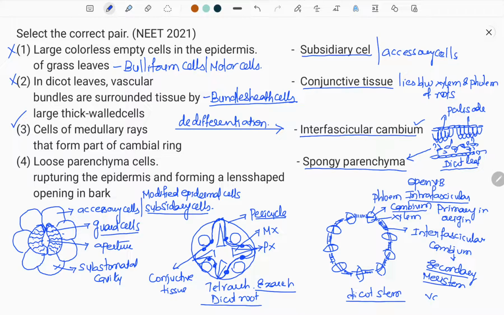Loose parenchymatous cells rupturing the epidermis and forming lens-shaped openings in bark. Yes, this is called lenticels. Beautiful question this is. They are called lenticels here. What are lenticels? These are lens-shaped openings present in bark. Right. How are they physiologically important? Lenticels allow gaseous exchange.